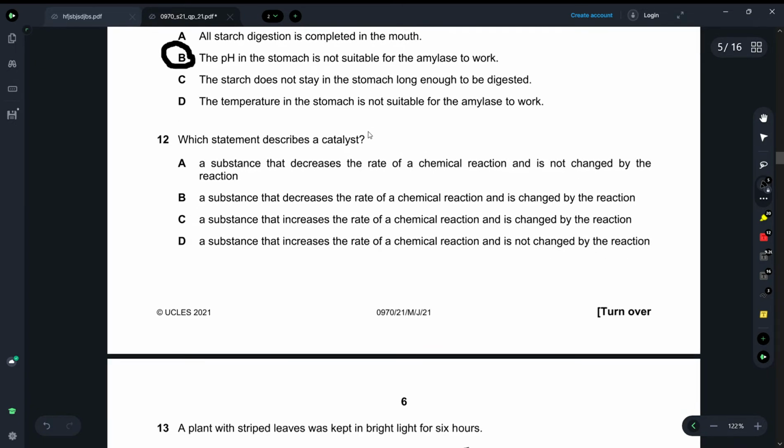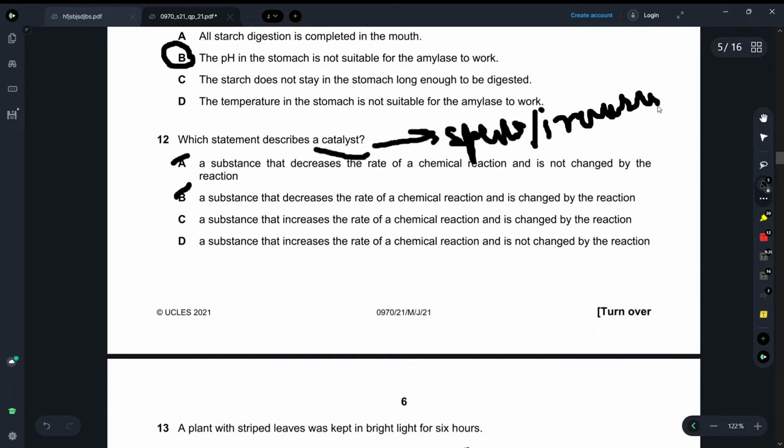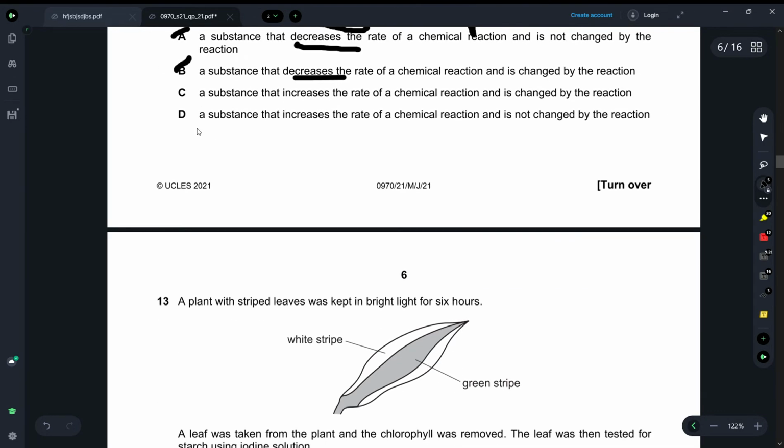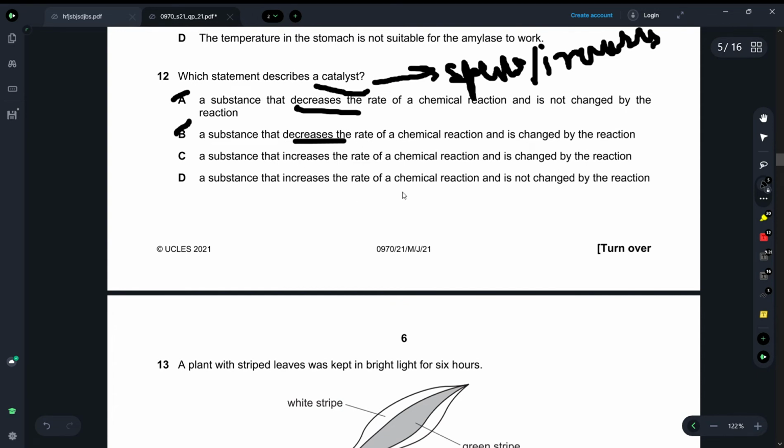Number 12 says, which statement describes a catalyst? I'll teach you guys the elimination method, where you eliminate A and B. Because a catalyst, remember this, always speeds up or increases the rate of chemical reaction. We can see on A and B it says decreases. So immediately we should cut these out, A and B. We don't care about them anymore. So it's C and D. C and D say increase and increase.